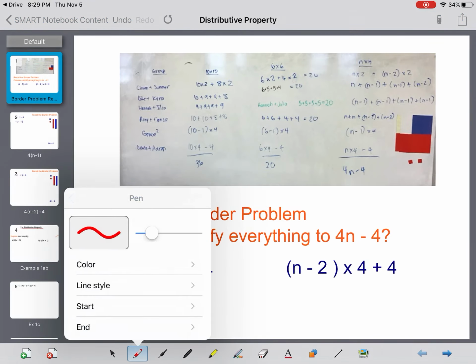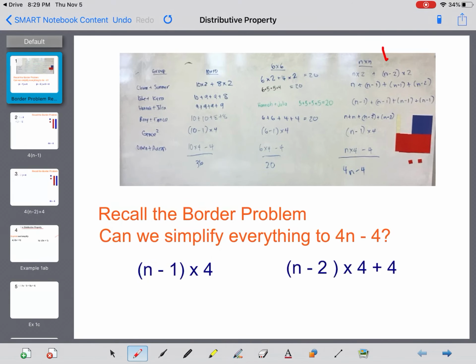So you can see here in this column, this was our n by n column. And we talked about how these really are just different ways of expressing the same thing. We know that the number of squares in the border was the same no matter how you counted them, but they can be expressed differently. And so today we're just going to look at two of the representations that you came up with.